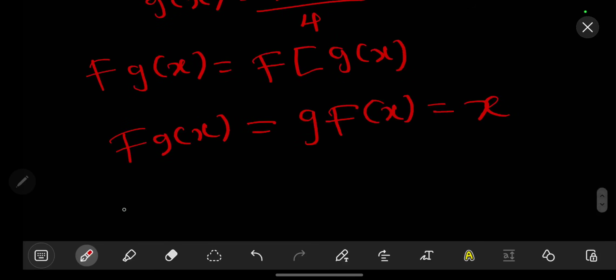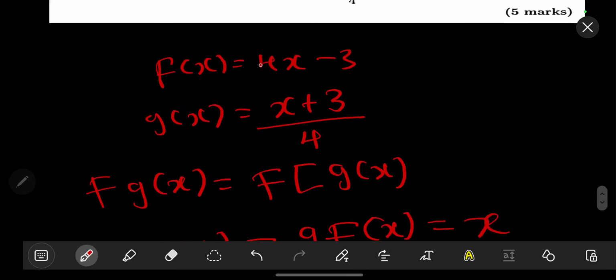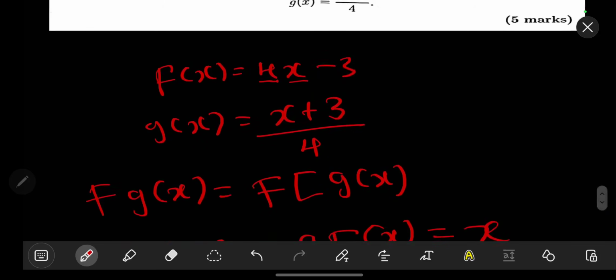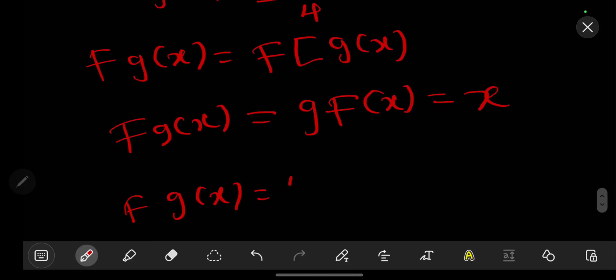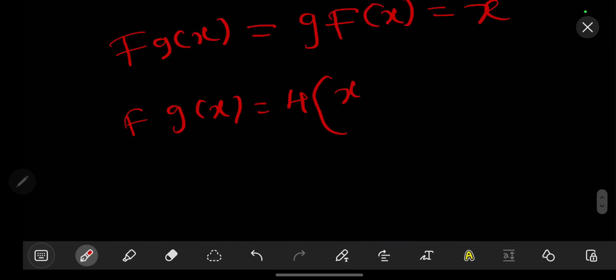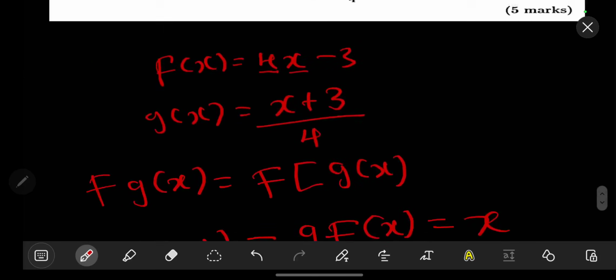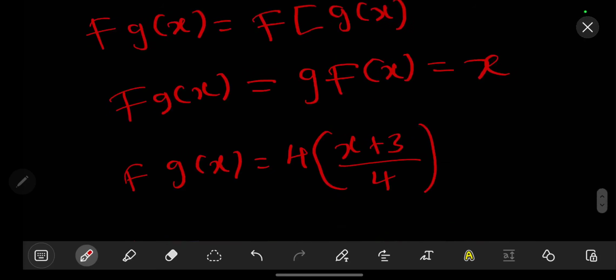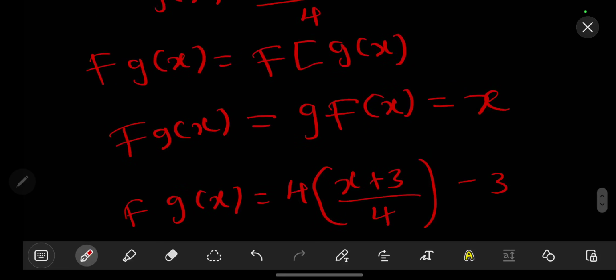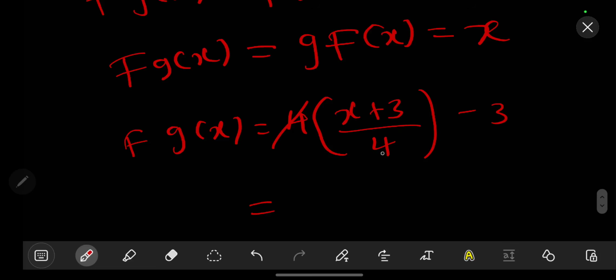So let's find our f of g of x, which is equal to, the function for f is such that we have 4x, where there is x, put the function of g of x. So we are going to get 4, where there is x, we put the function of our g of x, which is (x plus 3) over 4, like that. Then we have minus 3, like that. So what we are going to have is that this 4 and this 4 will cancel. So we are remaining with x plus 3 minus 3.